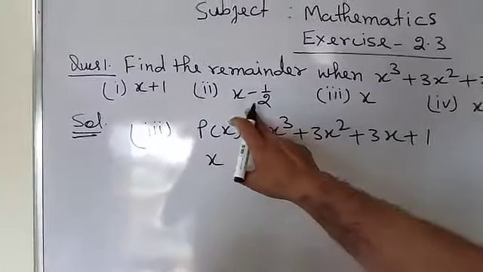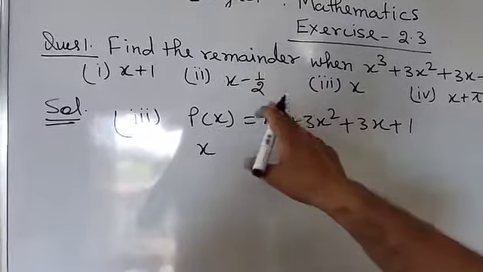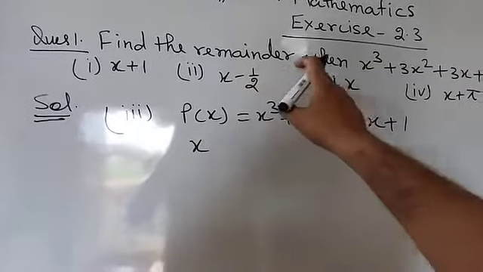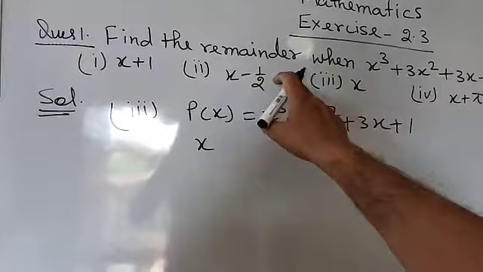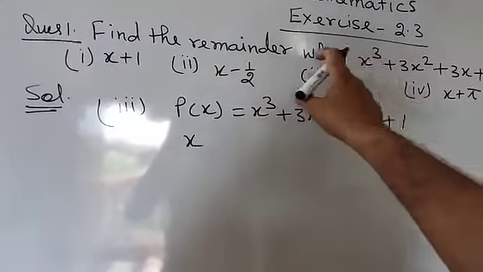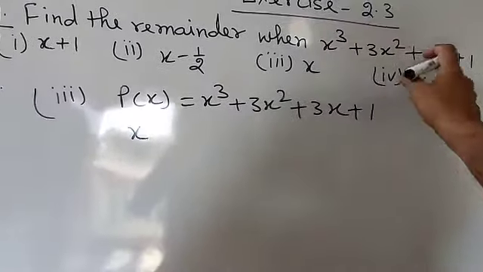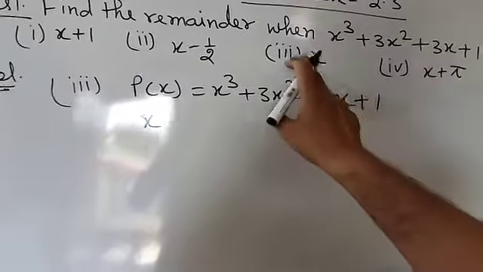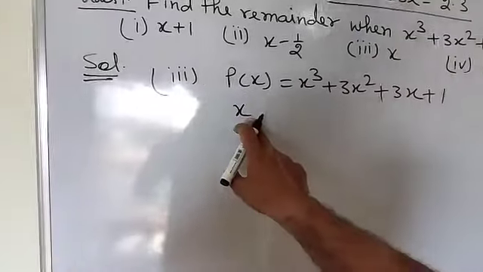Students, here it is the second, x minus 1 by 2. Again you need to follow the same way. You put x minus 1 by 2 equal to 0, then you get x equal to plus 1 by 2, and the remainder will be when x is replaced by 1 by 2, and after calculation you will get the remainder. Here I am going to solve the third, where only x is given.